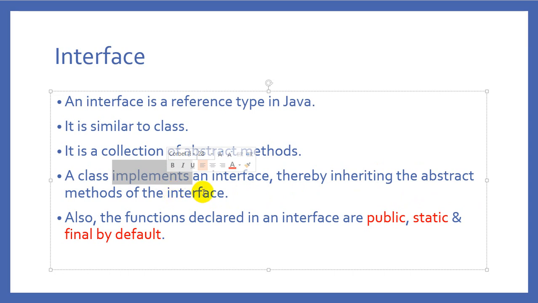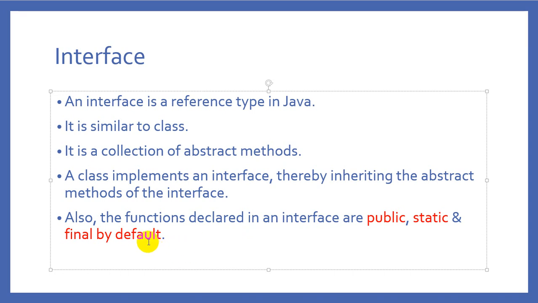So the class implements an interface, thereby inheriting the abstract methods of the interface. Whenever a class inherits the interface, all of the abstract methods defined in the interface can be used in that class, whoever is inheriting. Okay, next, the functions declared in the interface are public, static, and final by default.